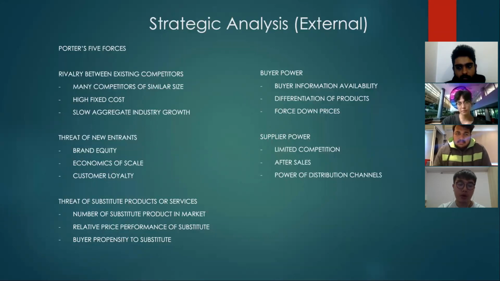In the buyer power part, the price and differentiation of products affect it most. Customers are more concerned about the price difference and the quality of the products. In supplier power, there is limited competition. Because Smithfield has its own manufacturer, the after-sales service is affected. Next is the internal part.